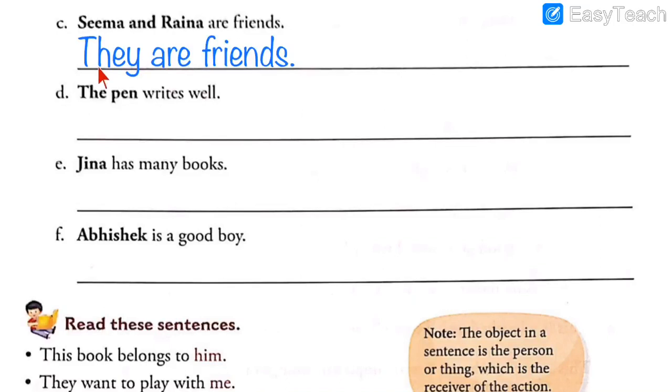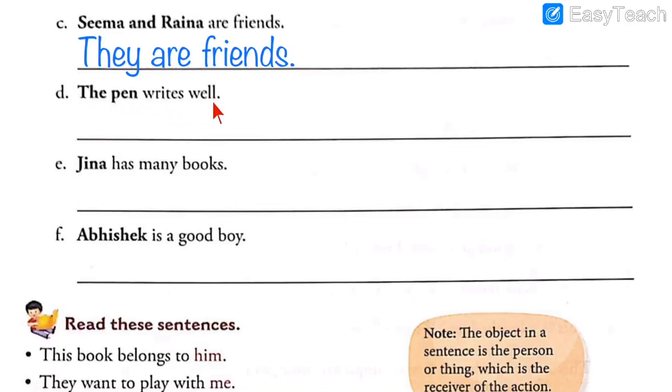So the answer is they are friends. The question was Seema and Raina are friends. They are friends. Instead of Seema and Raina, I have written they. Are friends as it is. No change in any other word except for the bold font, Seema and Raina, that is the highlighted font. It is highlighted, so we have to replace Seema and Raina with they because it is more than one. So they are friends. Number 4.